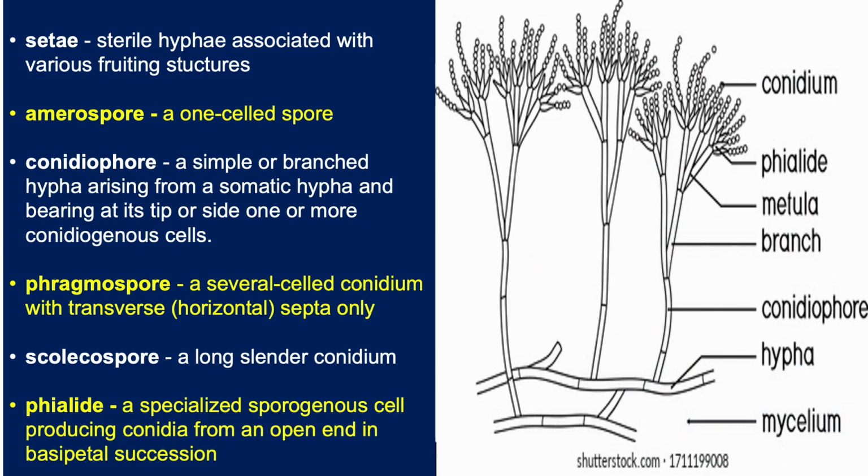Next is Conidiophore. The meaning of conidiophore is that these are the simple or the branched hyphae arising from somatic hyphae and bearing at its tip or the side one or more conidiogenous cells. Conidia, phialides, medulla, and the branches are the different parts of a particular conidiophore.